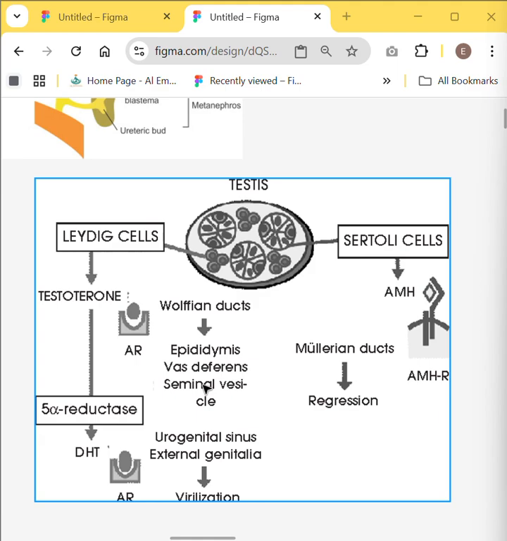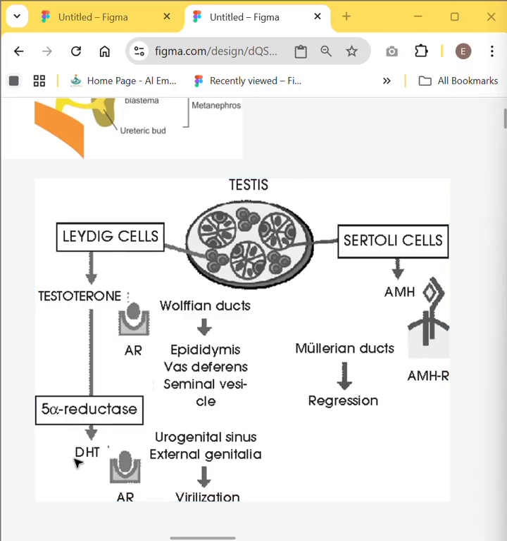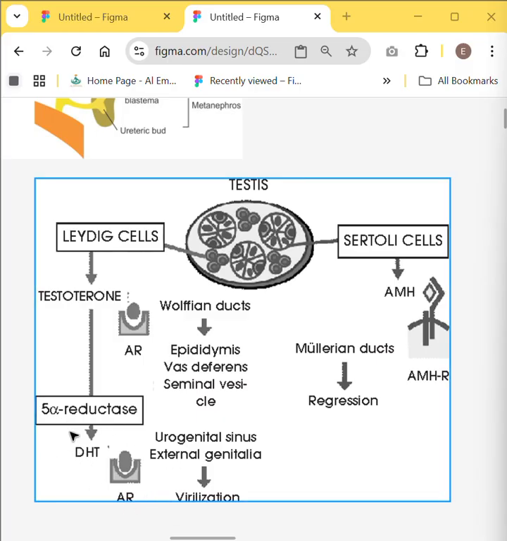Right. In addition, in the external genital skin, the testosterone is converted by the enzyme 5-alpha reductase into dihydrotestosterone. This acts to virilize the external genitalia. The genital tubercle becomes the penis, and the labioscrotal folds fuse to form the scrotum. The urogenital folds fuse along the ventral surface of the penis and enclose the urethra so that it opens at the tip of the penis.